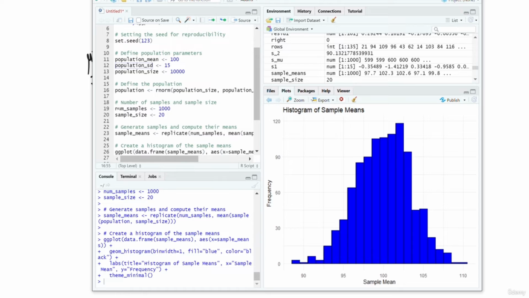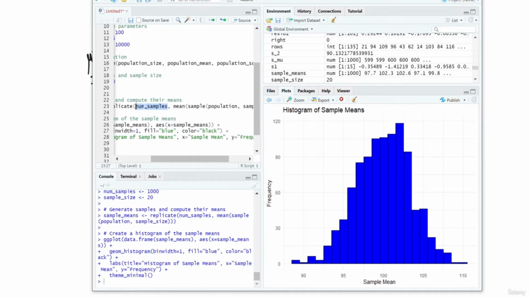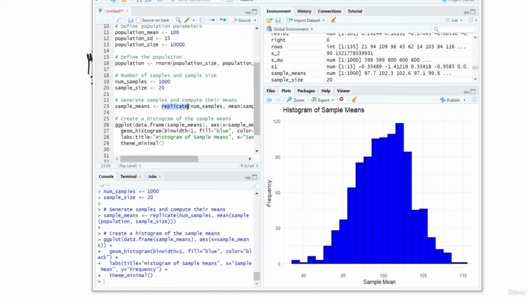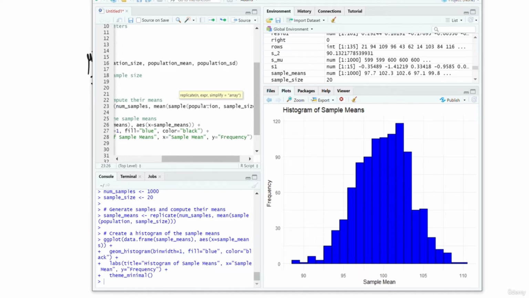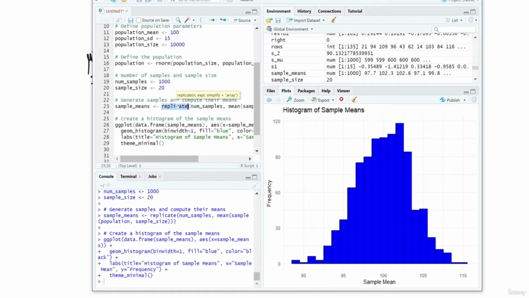And then I'm going to take 1,000 random samples of size 20 from this population. So each one is of size 20. This line right here is going to go through each one of these. It's going to take a sample from the population of size 20. It's going to calculate the mean of this sample, right here. And then it's going to do that num samples times, which is 1,000 times. And this replicate is just making sure that it does it again and again. And then this code actually generates the sampling distribution.